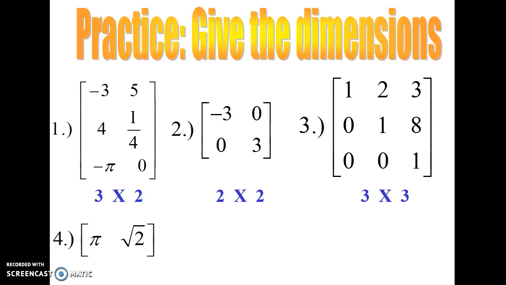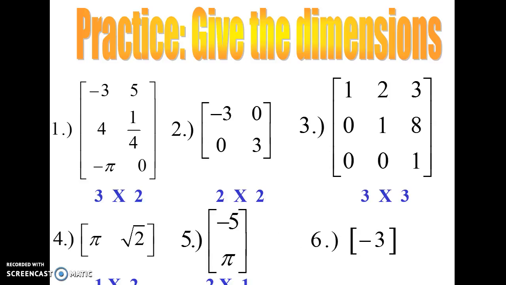Number 4, it's only 1 row, but there's 2 elements in it, so that makes it a 1 by 2. Number 5, there's 2 rows, but there's only 1 column, so that's a 2 by 1. And then look at number 6. It's just 1 element inside the whole matrix. Well, 1 element gives you 1 row and 1 column. So that would be a 1 by 1.